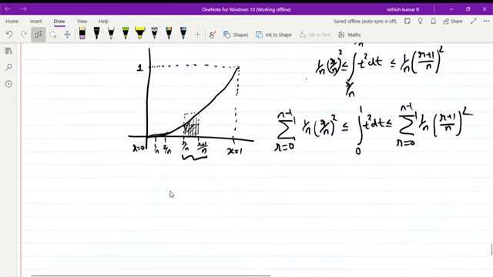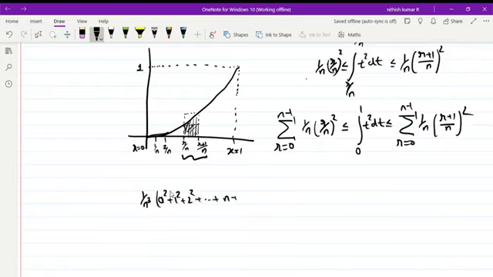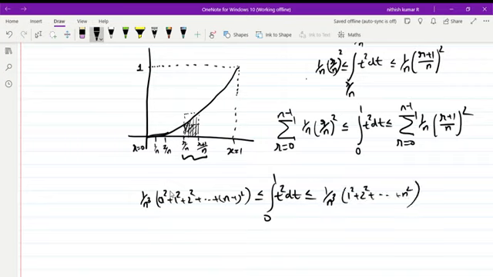Now by rearranging, this is nothing but 1 by n cube into 0 square, 1 square, 2 square, and so on up to n minus 1 square, which is less than or equal to integration 0 to 1 t square dt, which is less than or equal to, again, 1 by n cube into 1 square, 2 square, and so on up to n square.